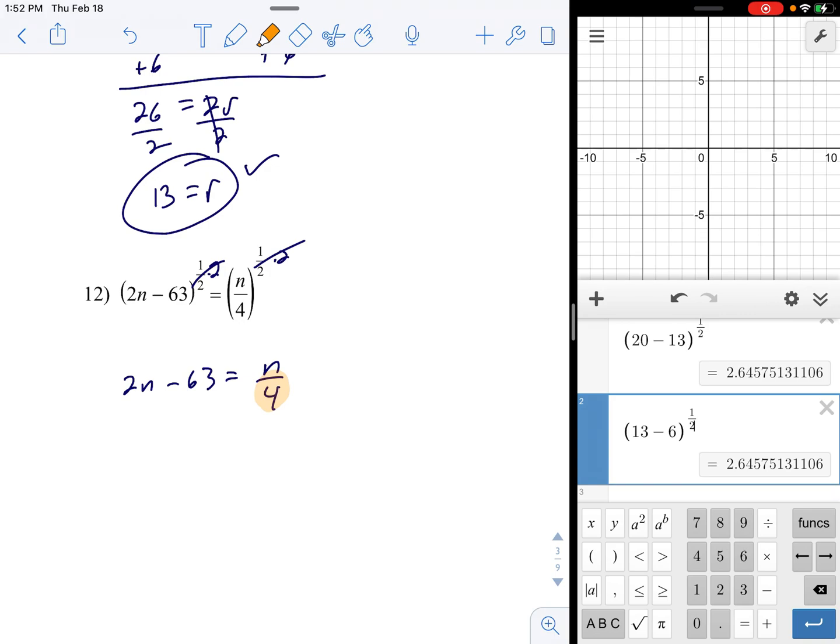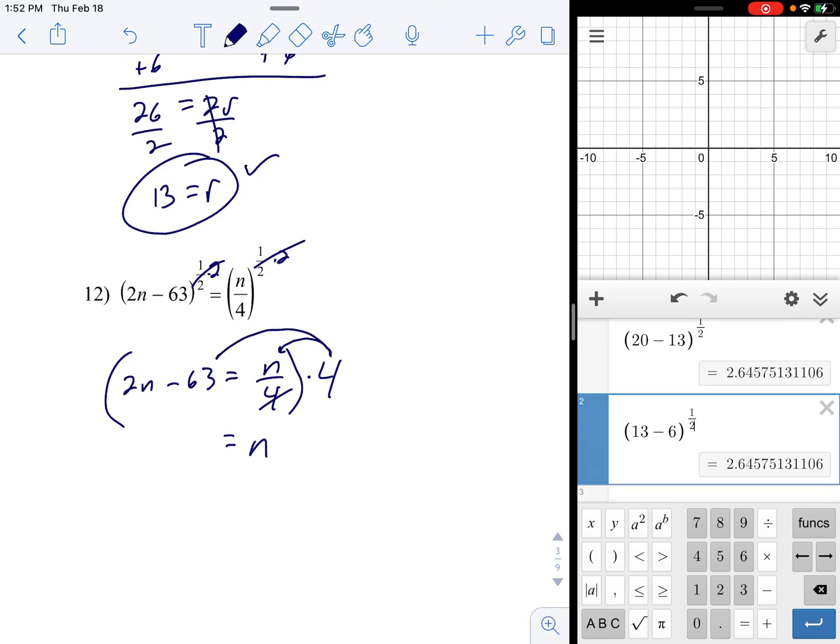There's a process called clearing the fractions that makes equations easier to solve. When you have one or more fractions in an equation, you look at the denominator, or if there's more than one, the common denominator, and simply multiply the whole equation by that denominator. And we use the distributive property. So when I multiply to here, n over 4 times 4 cancels out the 4 and you get n.